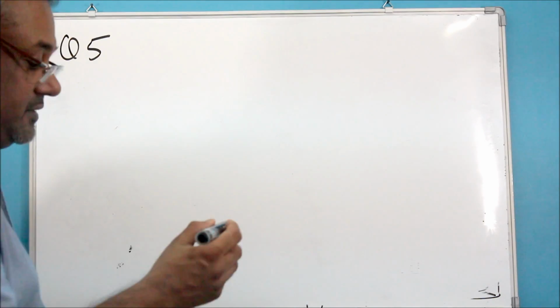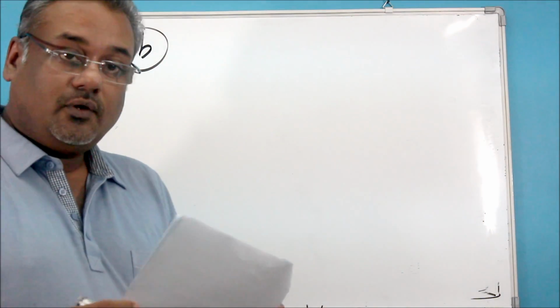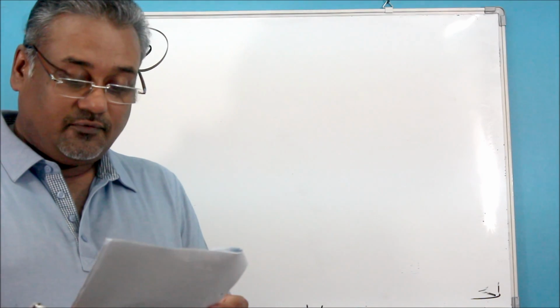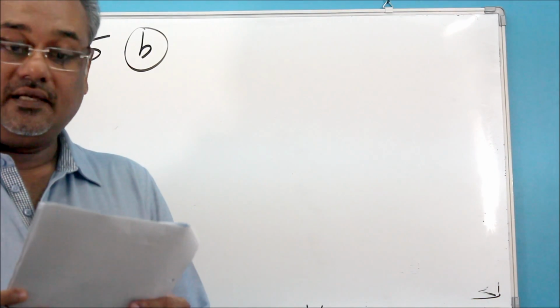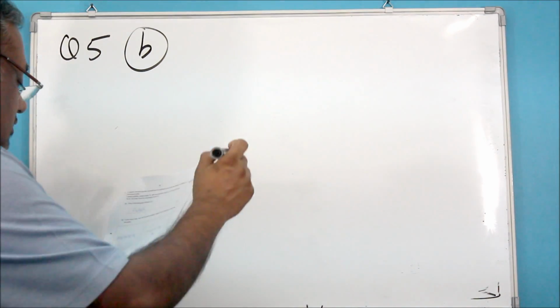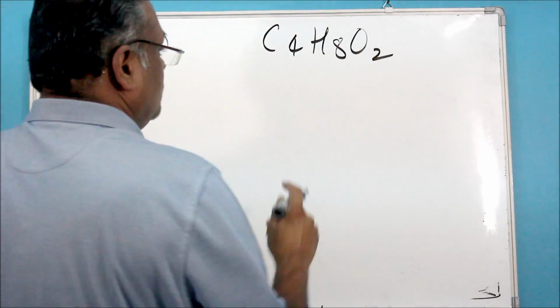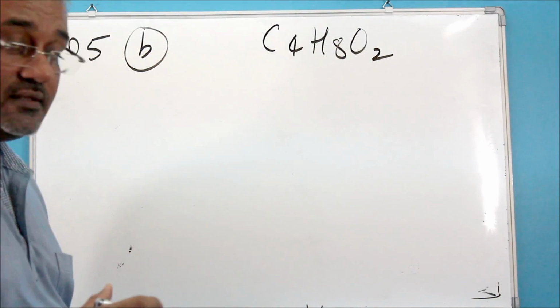Now for part B of this question, it says, using the formula that you got above, work out the 4 different isomers of that molecular formula, and they should be esters. Now the formula that we got was C4H8O2, and you're supposed to make 4 different esters.